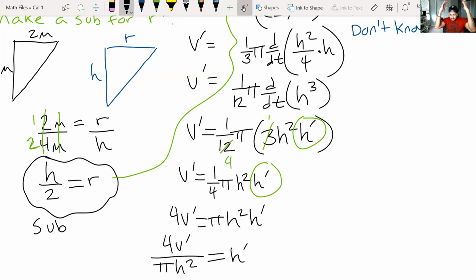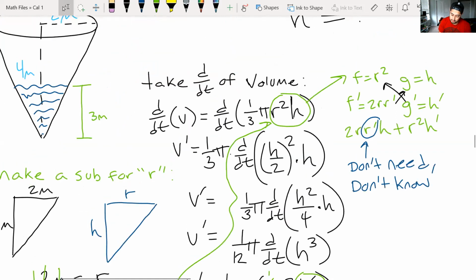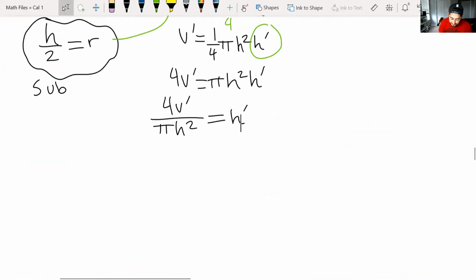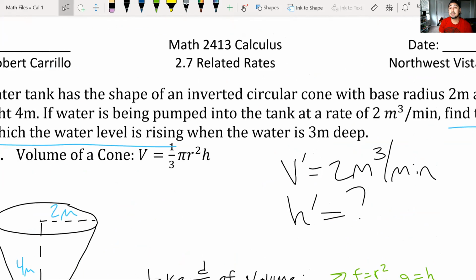Now we have isolated, we have solved for h prime. Now we plug in what we know. We know that v prime is 2 meters cubed per minute. The other thing we need is h. We know that h is 3.